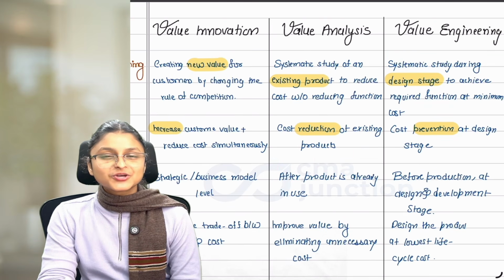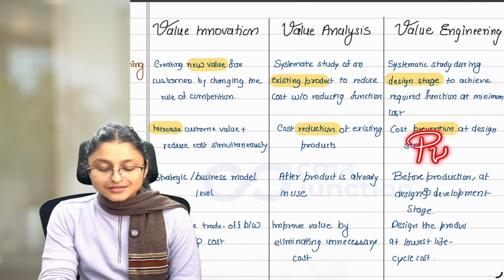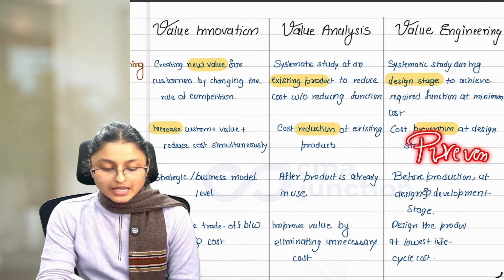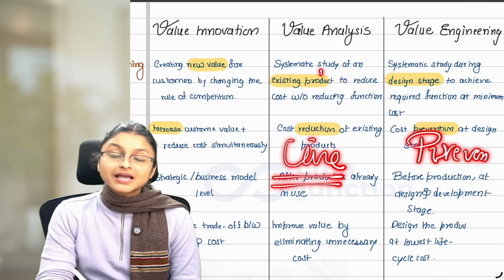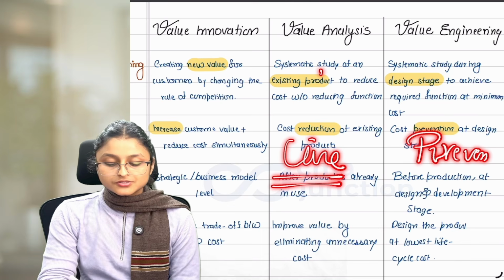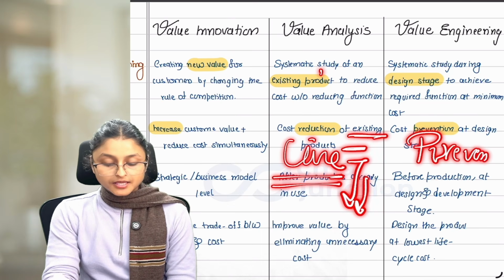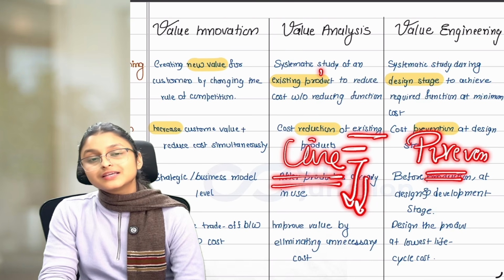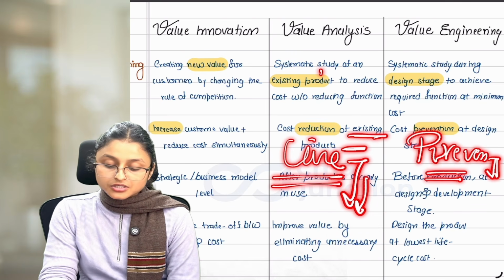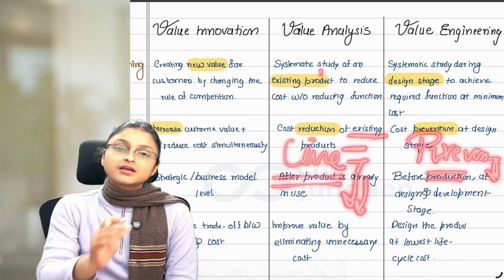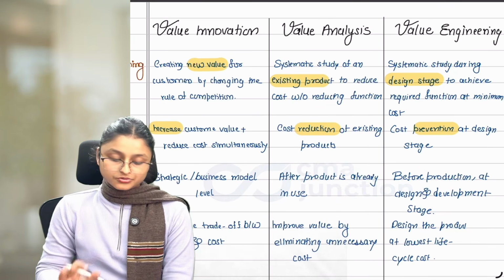Prevention is better than cure. Have you listened to that? So, value engineering does prevention and value analysis does cure. Cure is required when something has already happened. So, cost is already incurred. Now I am trying to reduce it. Prevention happens before anything actually happens, right? And that is why prevention is at the design stage where cost is not actually incurred. Now I am trying to reduce the cost.